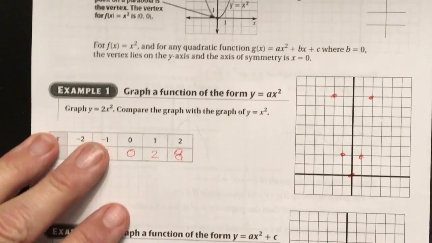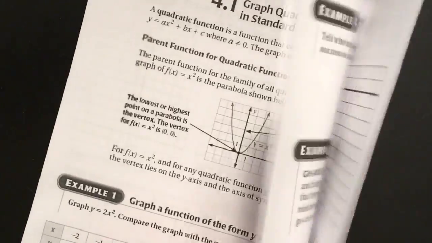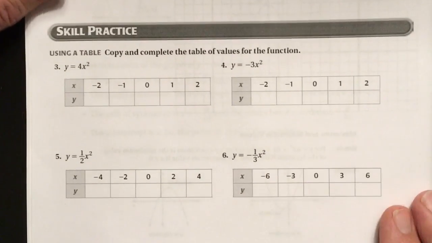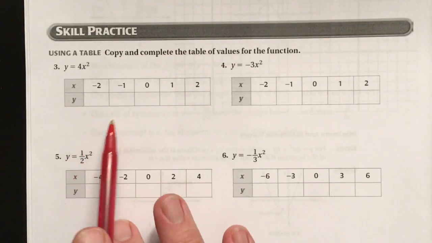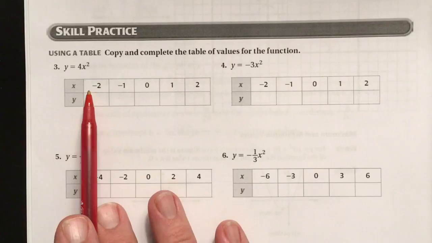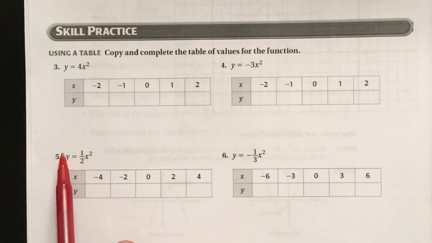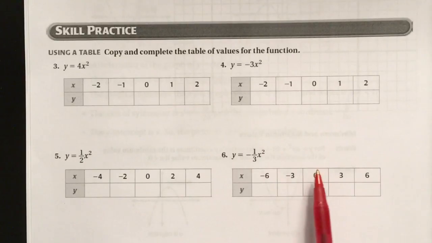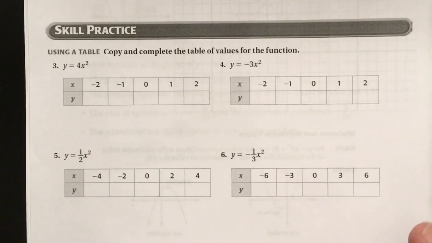Okay, let's look at some others on the next page. Go towards the skills practice. There are some problems here, and you'll be doing some of these. Again, just practicing putting the values into the table and getting the y values. What you'll notice here is the middle value on all these is 0, and your axis of symmetry is on 0. Shortly, later in this video, you'll see where the axis of symmetry moves around the x-axis.